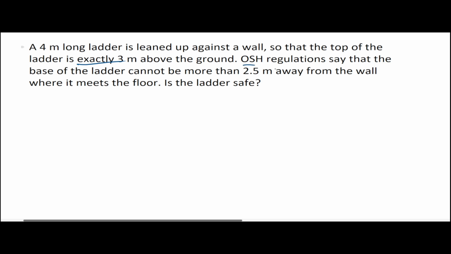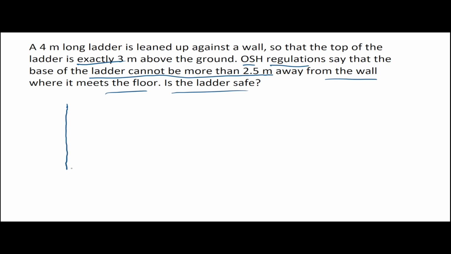OSH, so occupational safety and health regulations gone crazy, say that the base of the ladder cannot be more than 2.5 meters away from the wall where it meets the floor. Is this ladder safe as it is? This is a real example that I looked up. The reason that you wouldn't have it more than 2.5 meters away is that it's dangerous. If a ladder slips from under you, the chances of you being injured are pretty bad.